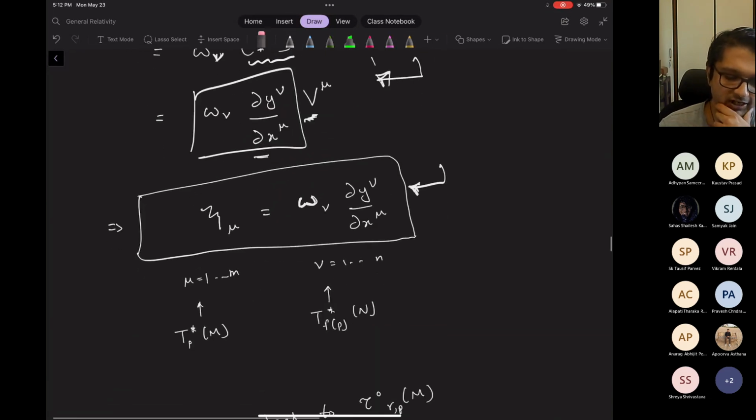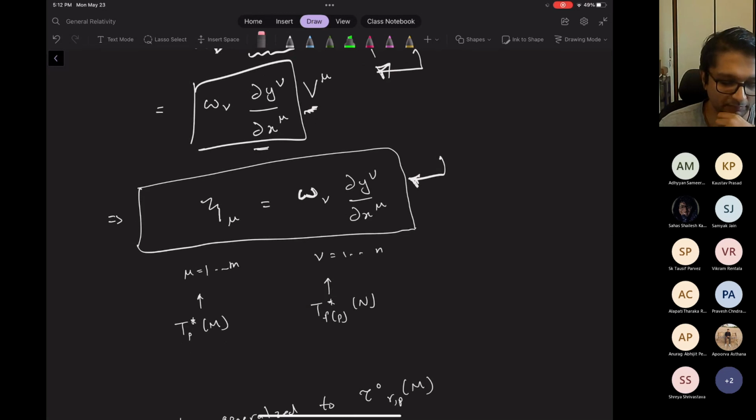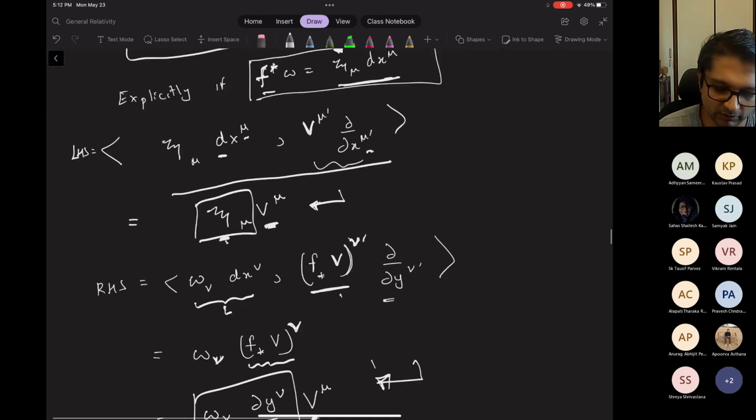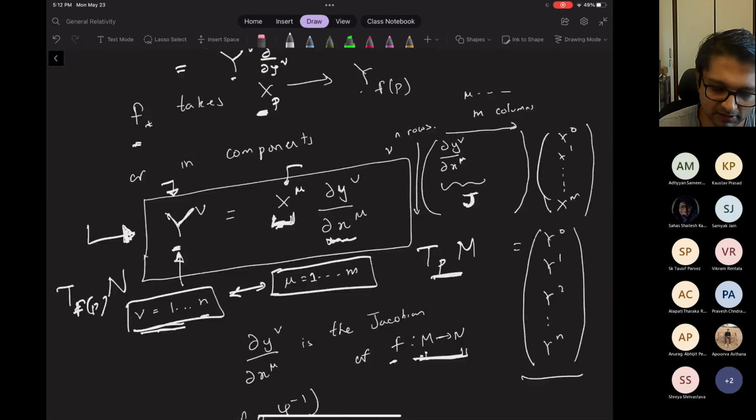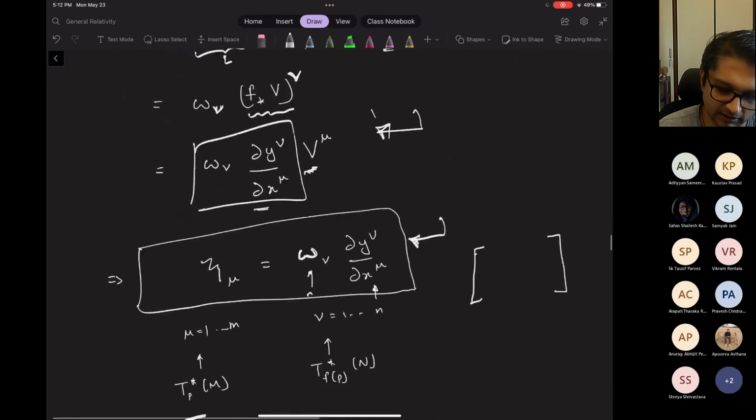So in other words, we have an m-dimensional vector here, and we have an n-dimensional vector here. So how do we think of this? Well, if we think about our same Jacobian matrix, the way we had previously written the Jacobian matrix was as m columns and n rows. So we'll keep that notation: m columns and n rows.